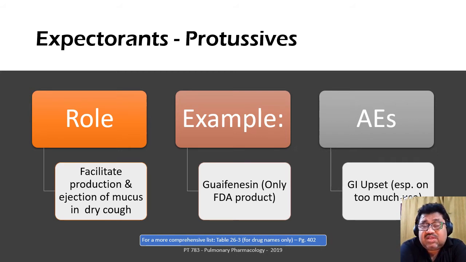Now, expectorants are drugs that facilitate production and ejection of mucus when there is an underlying dry cough. There is only one product in the US market that can do this, and that is guaifenesin. The adverse effect of guaifenesin is usually GI upset, especially if it is used too much. So it is a relatively safe drug to take.